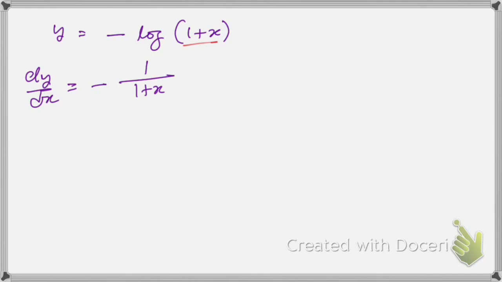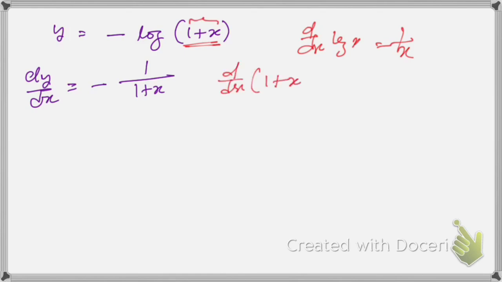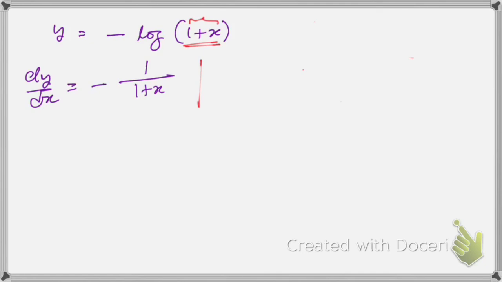And again, if you need to differentiate 1 plus x, you will get 1. So the terms remain the same. The derivative of log of x is 1 by x. We have used this result here, and the derivative of 1 plus x is 1. So this is the result. Okay, so now what are we going to do here? This is what we have done.